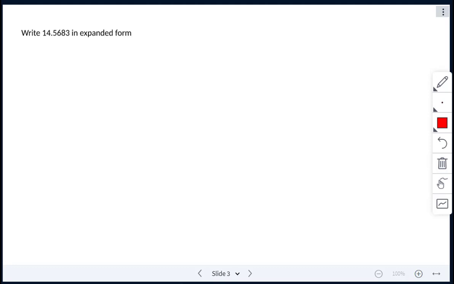So there's two ways we can do this. I'll show both ways. All right, so we'll start with, there's 1 in the tens place, plus we have the 4 in the ones place. Then we get into the decimals. So we have 5 in the tenths position. So we show that 5 times 0.1. Then we have the 6. It's in the hundredths position. So we have 6 times 0.01. Then we have the 8 in the thousandths position.